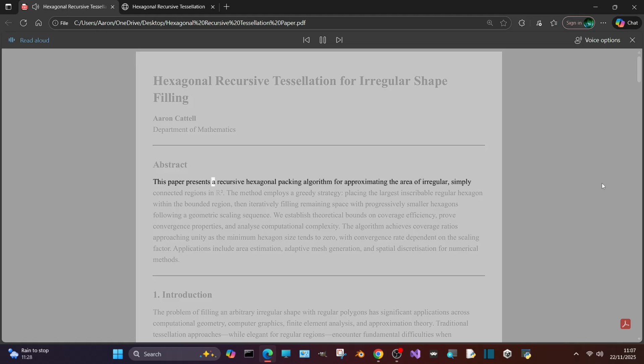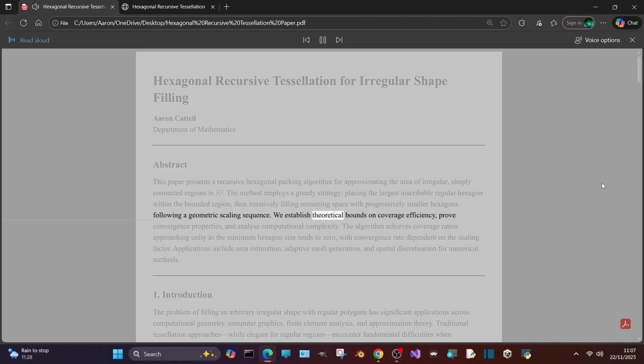This paper presents a recursive hexagonal packing algorithm for approximating the area of irregular, simply connected regions in R squared. The method employs a greedy strategy, placing the largest inscribable regular hexagon within the bounded region, then iteratively filling remaining space with progressively smaller hexagons following a geometric scaling sequence.